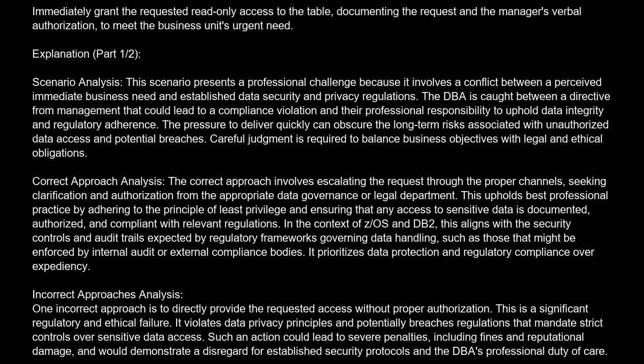Incorrect approaches analysis. One incorrect approach is to directly provide the requested access without proper authorization. This is a significant regulatory and ethical failure. It violates data privacy principles and potentially breaches regulations that mandate strict controls over sensitive data access. Such an action could lead to severe penalties, including fines and reputational damage, and would demonstrate a disregard for established security protocols and the DBA's professional duty of care.